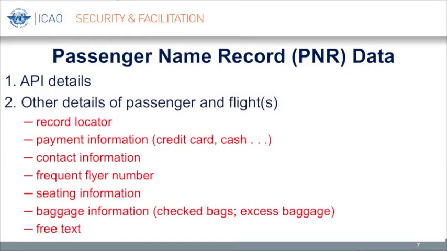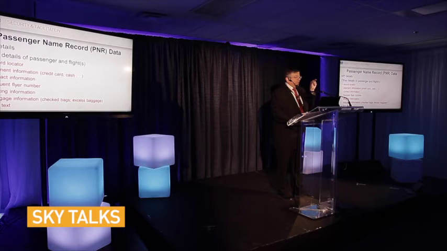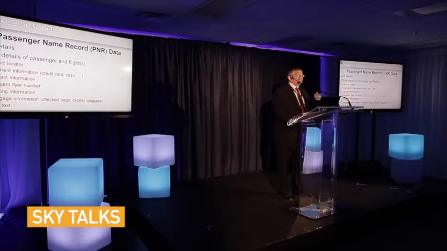So this is what a typical PNR could look like: API details, other details of the passenger, the record locator, that you always have at the top of your ticket, and that tells the airline who you are. Contact information. It can also contain a frequent flyer number, free text that the airline enters by hand to provide more information to perhaps the captain of the flight, giving more details about myself, like Mr. Thaker is an important person, so please make sure he gets a business class seat, something like that, as an example.